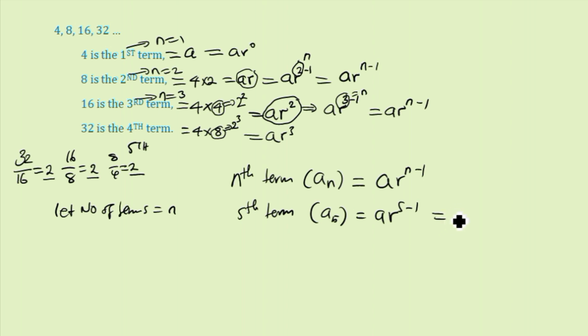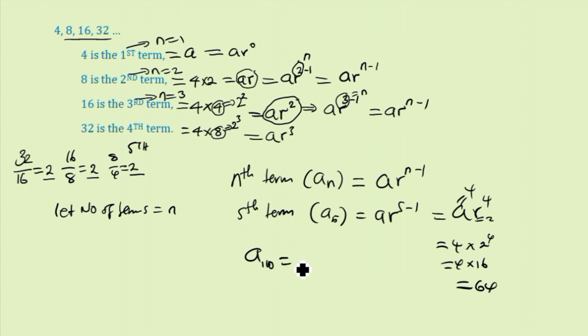That is according to the sequence here, which is the same as AR power 4, but our A is 4 and our R is 2. So if you simplify that, you shall have 4 times 16, which is 64. You can go ahead and get even the 10th term according to our sequence here, and that is given by AR power N minus 1, which is 4 times 2 power 10 minus 1.